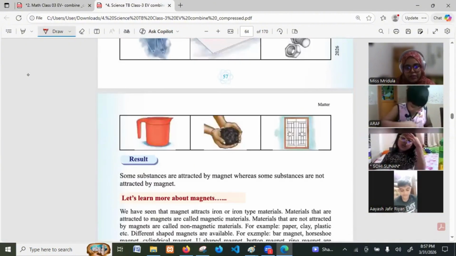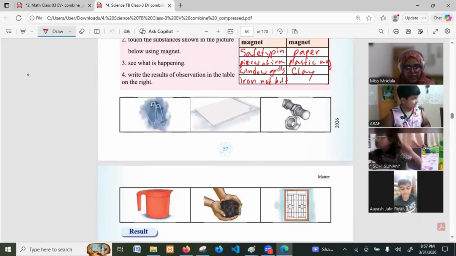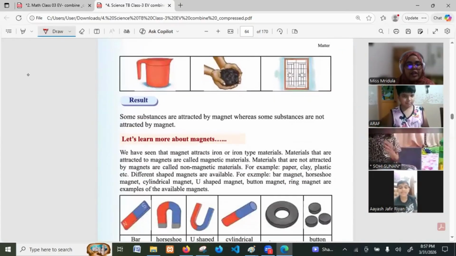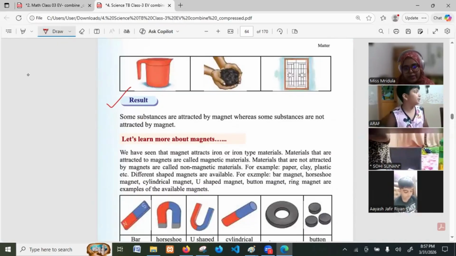Oh, so they have given the other pictures here. I was looking for that. Where have they given the clay and the other things? Okay. Let's come up with the results. Some substances are attracted by magnet, whereas some substances are not attracted by magnets.